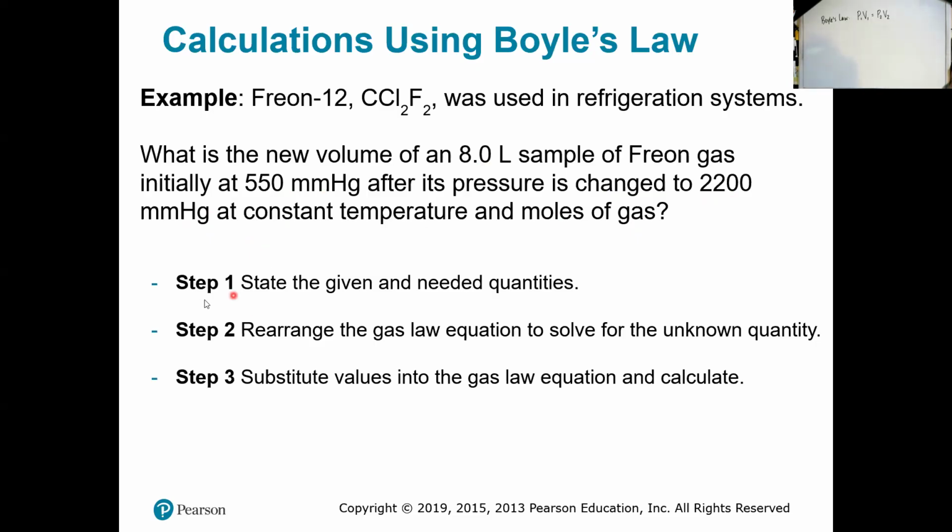The 3 steps you can look at to solve this problem: you can state what was given to us in the problem and what we need to find. And then we can rearrange Boyle's law so that we're solving for that unknown volume. And then we can plug all of our numbers into that equation and calculate the new volume. So let's take a second and do that.